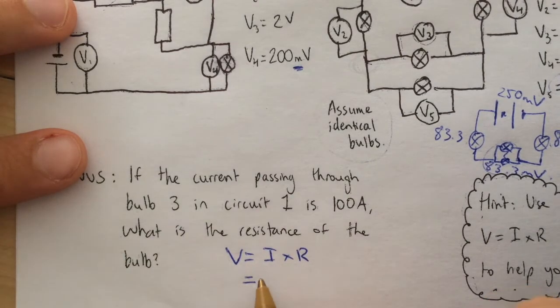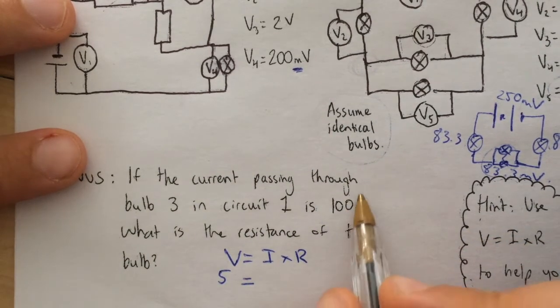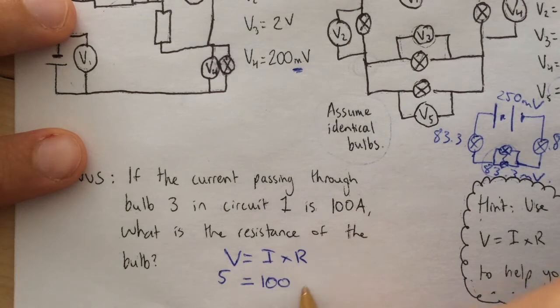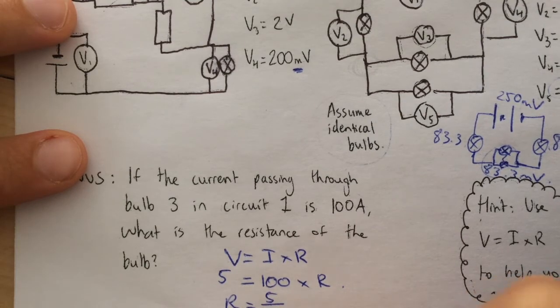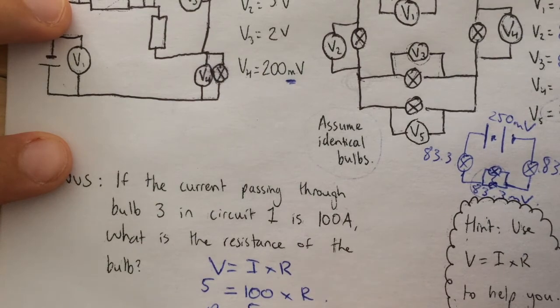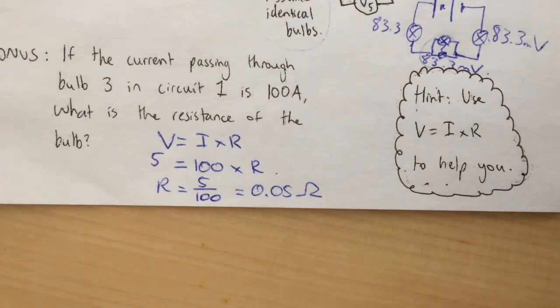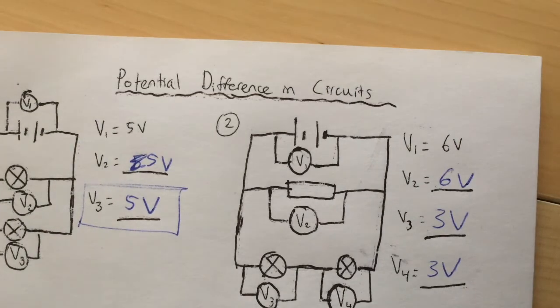We then can substitute in the values we know. We know it's 5 volts. The current we're told is 100 times R, that resistance. So we can rearrange the equation to get 5 divided by 100, which is 0.05, and the unit for resistance is ohms. Sorry, it was not in the camera. The unit for resistance is ohms. So there you have it. The answers to potential difference in circuits.